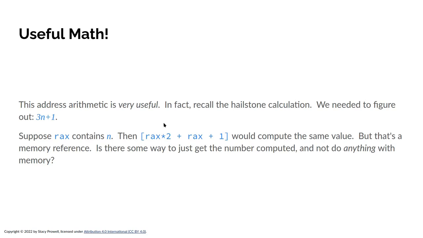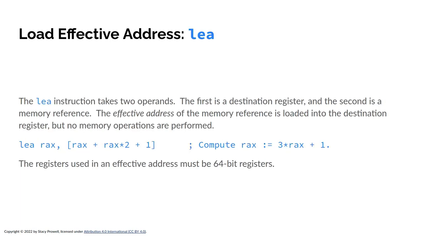This computes the same value, but it computes it as an address. So it would be great if I could just get this value without having to do anything with that address. Wouldn't that be nice? That would be nice. I don't want to do anything with the address. I just want to know what the value is. There's an instruction for that. It's probably the second most used instruction in x86 assembly. You will see it all over the place doing weird stuff. And it is LEA, load effective address. Okay. It takes two operands. It takes one of these things, an address reference, and then it takes a register to set. It doesn't dereference this. This is not going to get a value from this address. This just straight up computes 3n plus 1 and puts it in RAX.